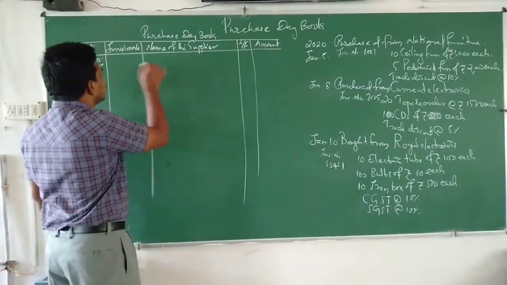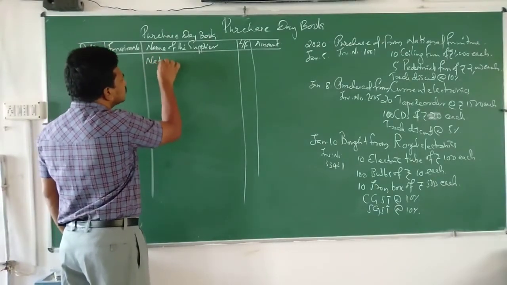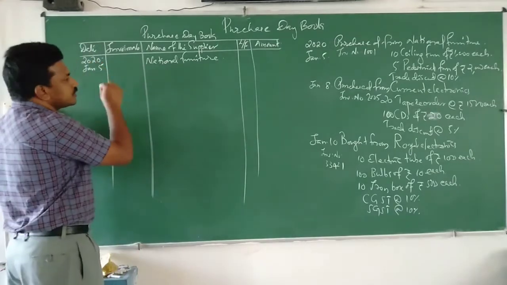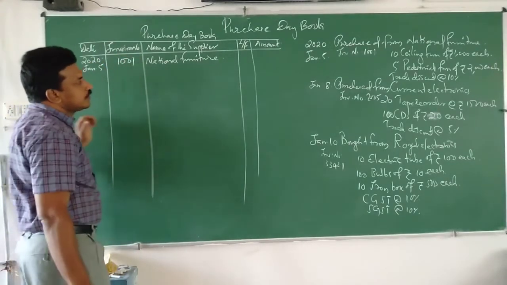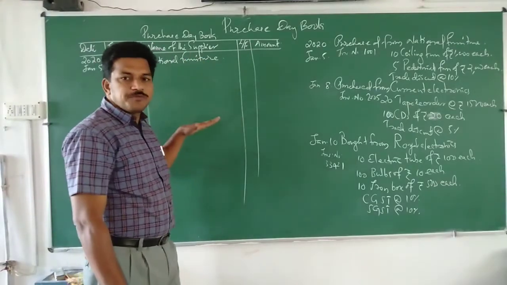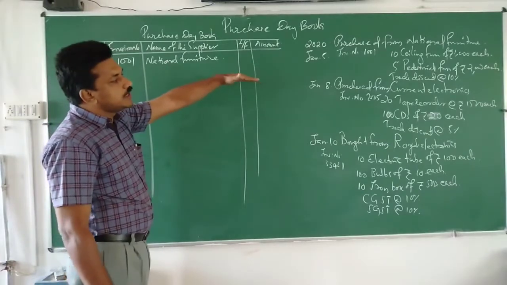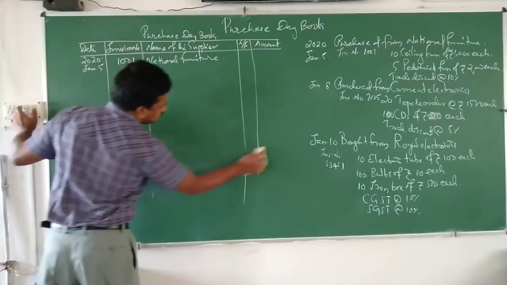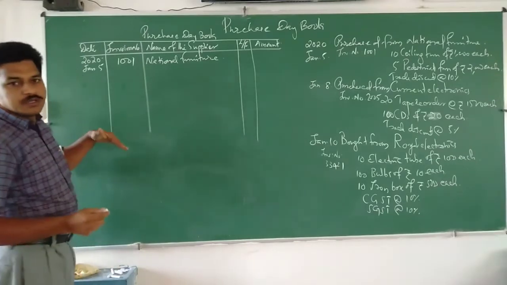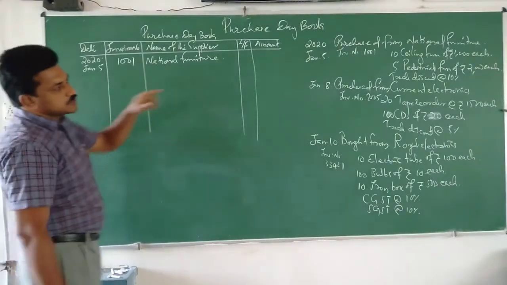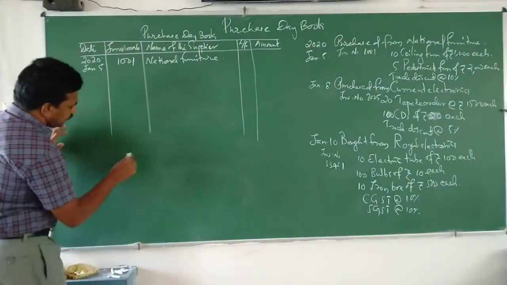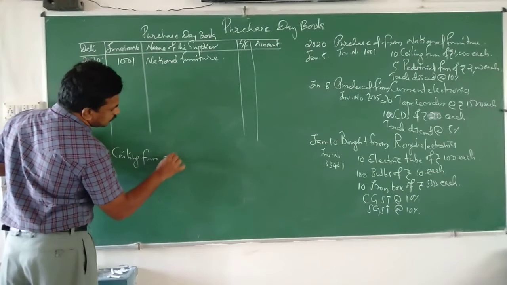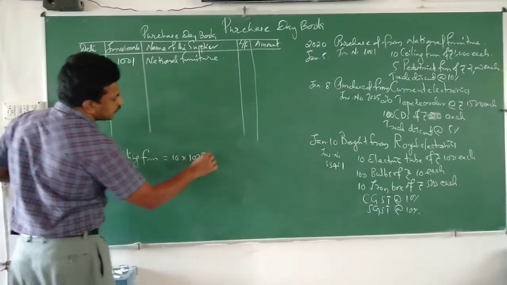Purchased from National Furniture. So the name of the supplier is National Furniture, invoice number 1001. Amount. In some of the books you can see it itself will be written in the amount column. We can write here separately. Calculate separately. You can make working notes if you want. There you can write first the ceiling fan of rupees 1000 each. So ceiling fan, how much? 10 units into 1000, that means 10,000.